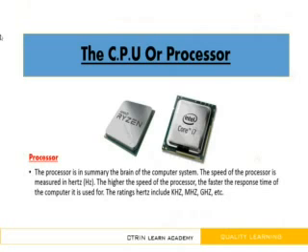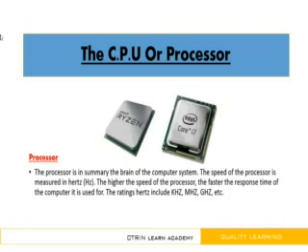Okay, so we're focusing on the CPU or processor. You can see the summary down. It says the processor is, in summary, the brain of the computer system. The speed of the processor is measured in hertz. The higher the speed, the faster the response time. That's what I want to understand.